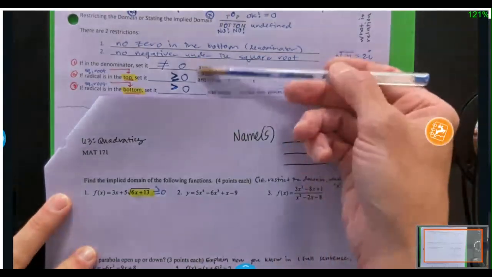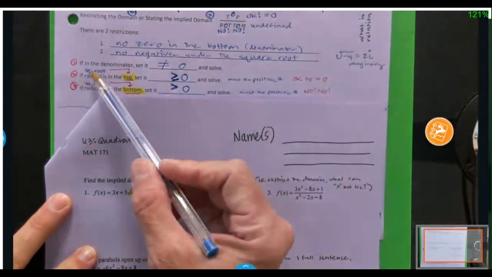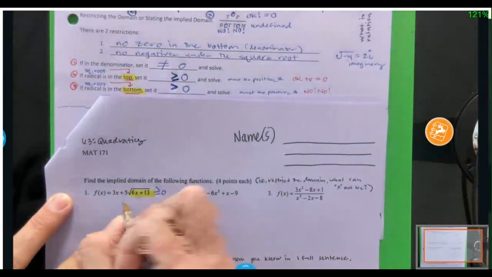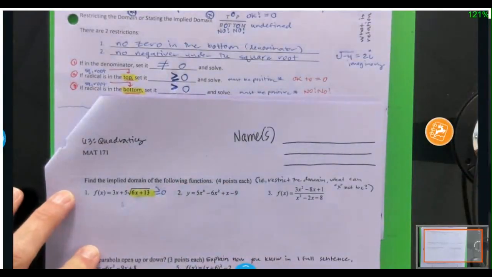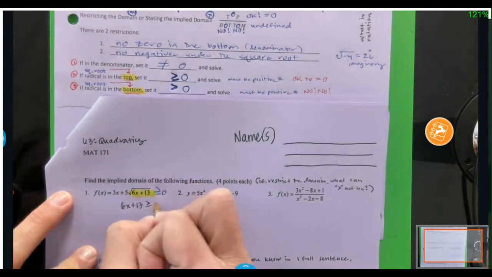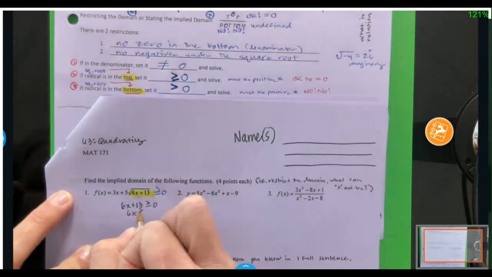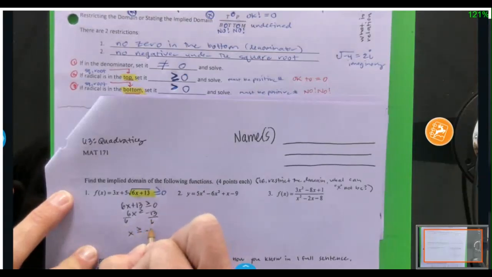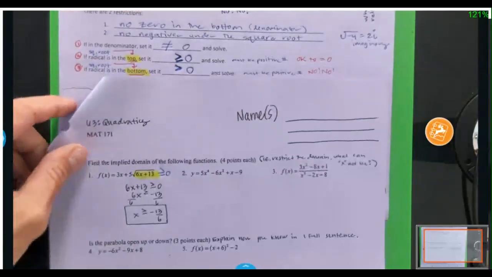Now, if you go to your steps right here, it says if the square root is in the top, which this is in the top, so that's why I set it greater than or equal to 0. So all you do, that pen is dying, I need to get another one. I say 6x plus 13 has to be greater than or equal to 0. Move your 13 over, it becomes a negative, divide by 6. X has to be greater than or equal to negative 13 over 6. That's the answer. This goes back to the first page that we took of our notes.